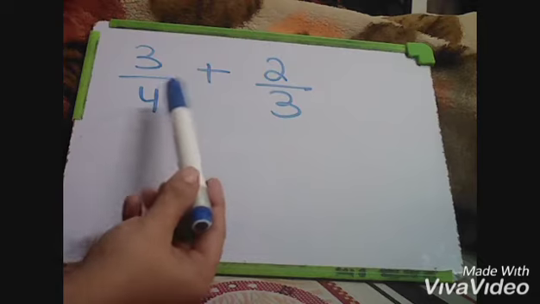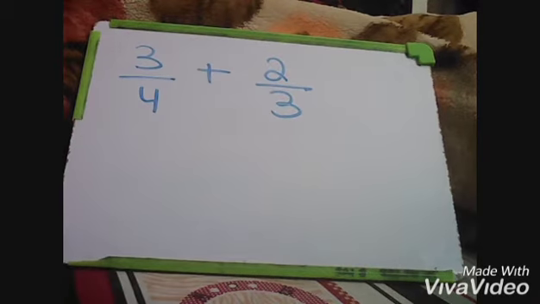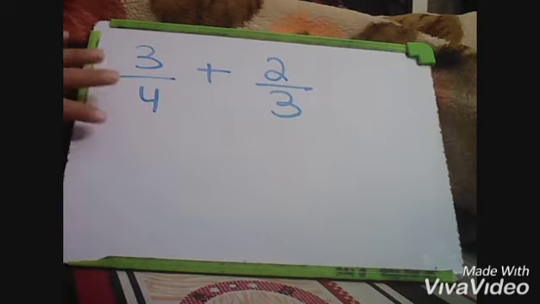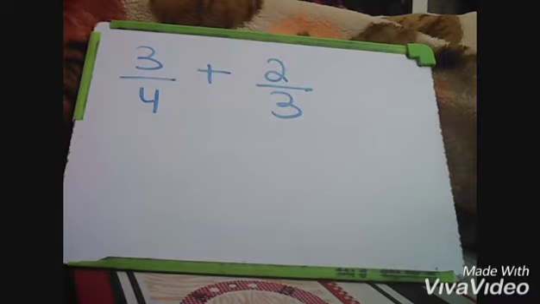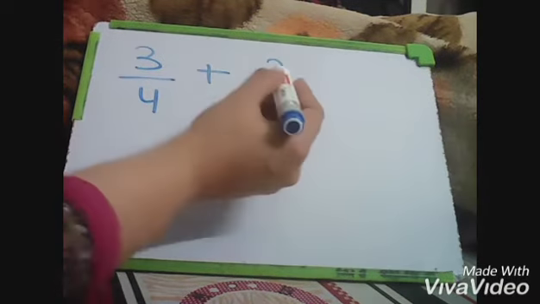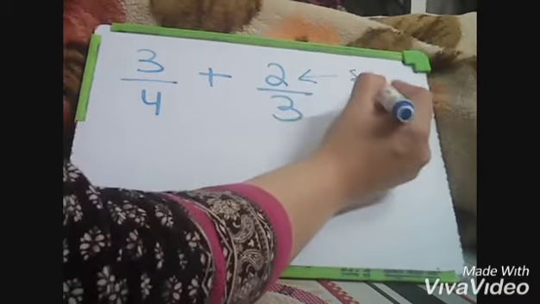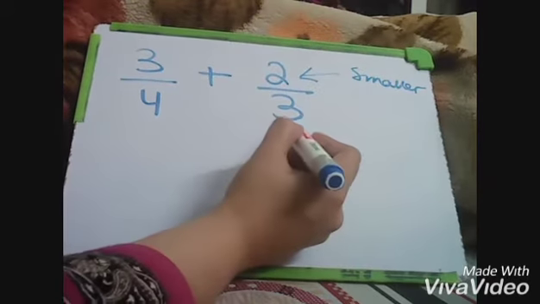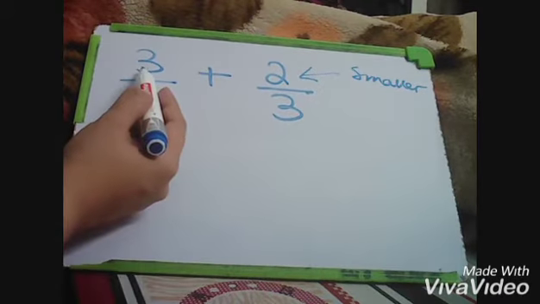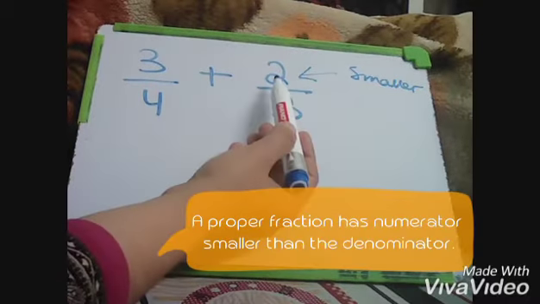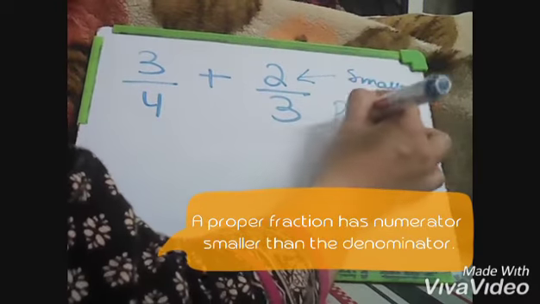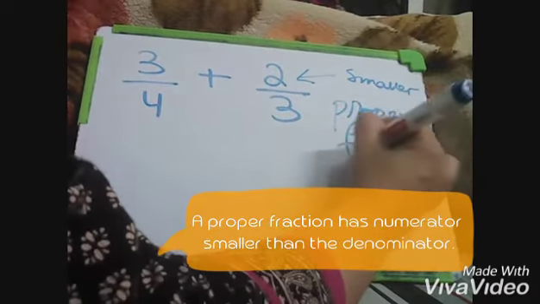Fraction 3 by 4 plus 2 by 3. It's a very simple fraction. It involves two proper fractions. And what are proper fractions? When the numerator is smaller than the denominator. Here the numerator is also smaller than the denominator, and here as well. So this is known as a proper fraction.